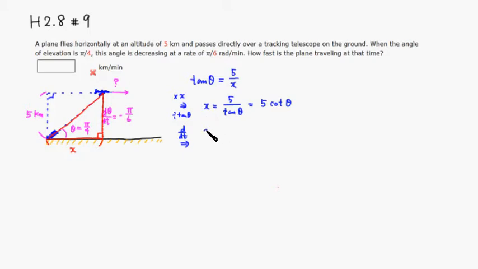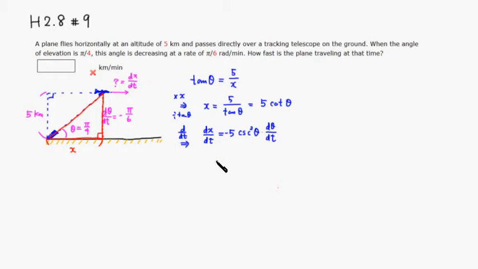The derivative of x is dx over dt, and this is equal to 5 times the derivative of cotangent, which is negative cosecant squared of theta, but we have to multiply by d theta over dt. What we're looking for is the rate of change of this horizontal distance, which is dx over dt. So we just have to compute this.